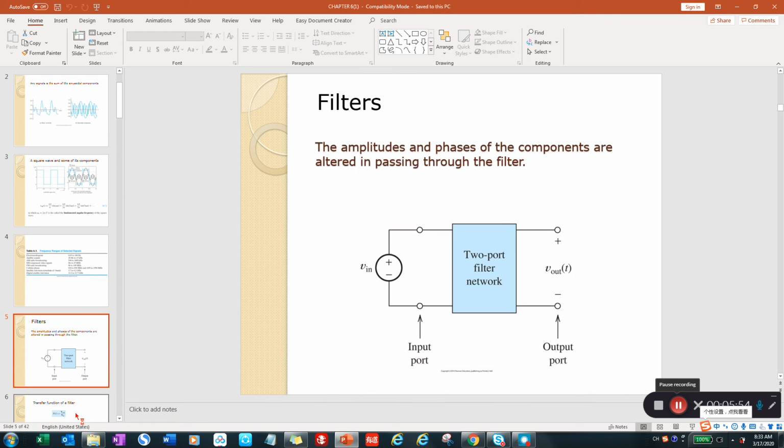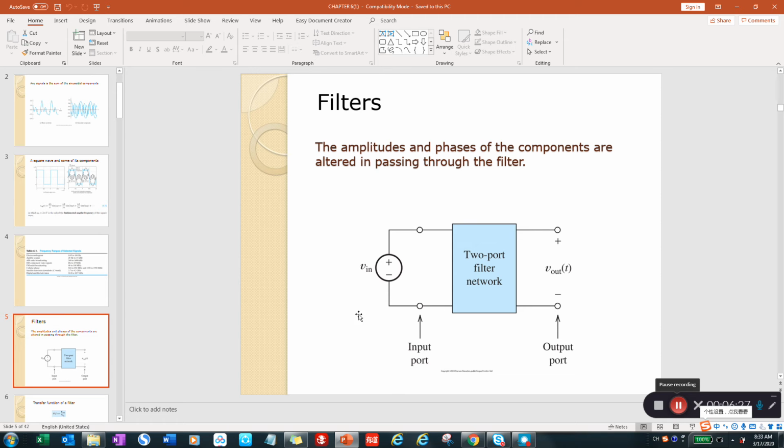Now let's look at another concept, filters. Filters in our class means circuits. The amplitude and phase of the components are altered in passing through the filter. So here, if you look at this graph, you can see this is a two-port filter network. The two-port means the two terminals, like what we talked about in the Thevenin equivalent circuit.